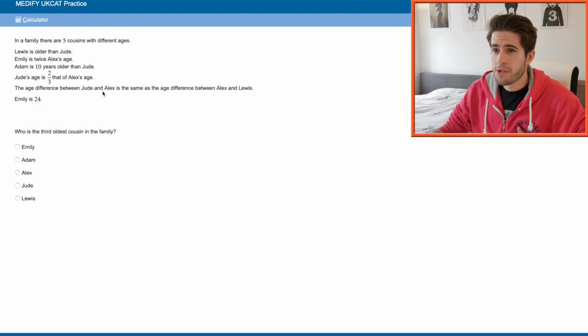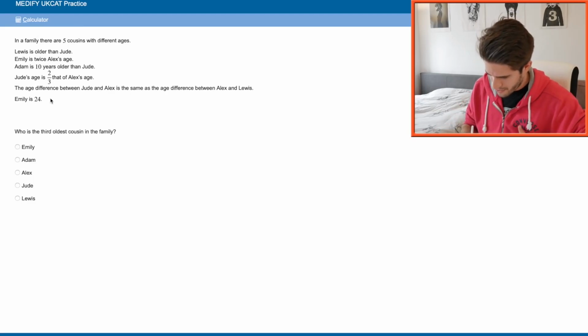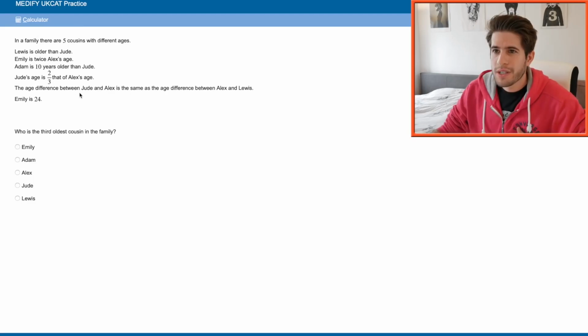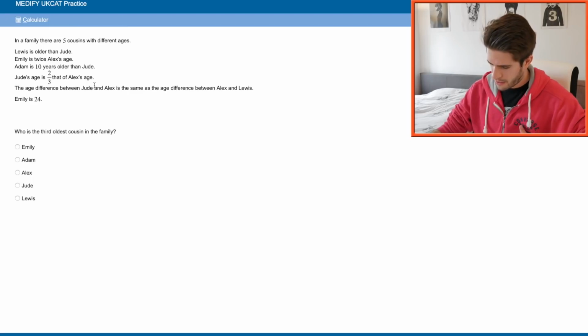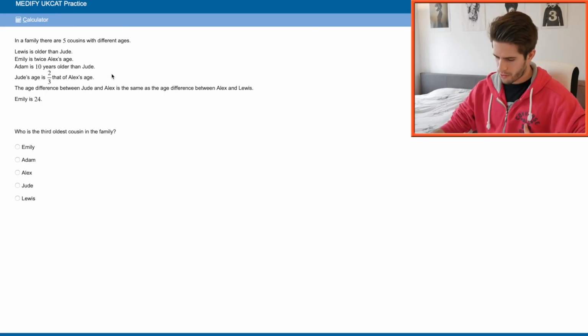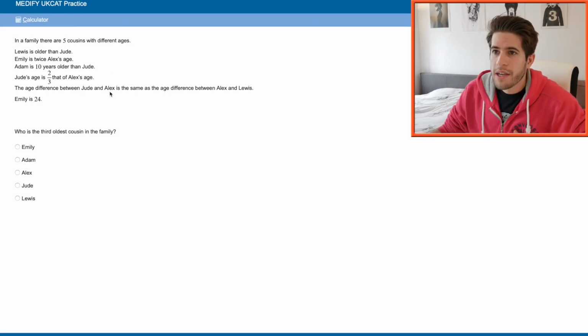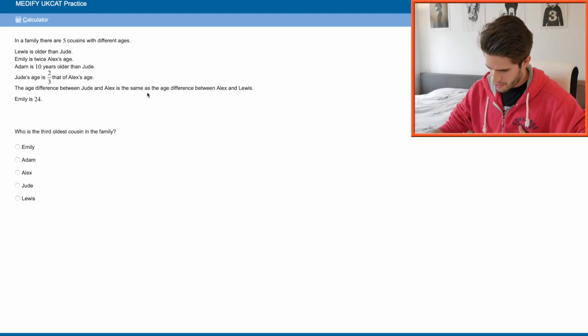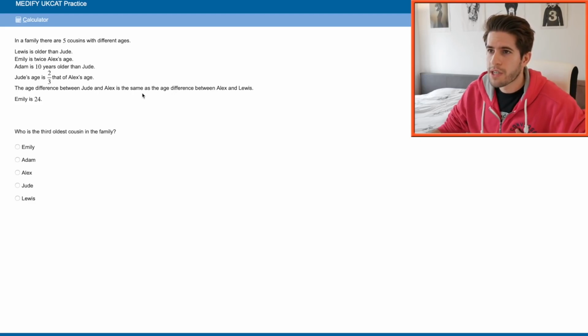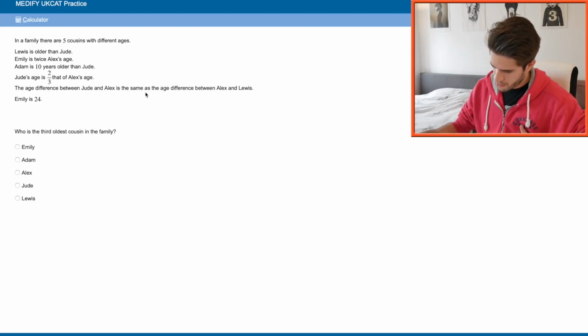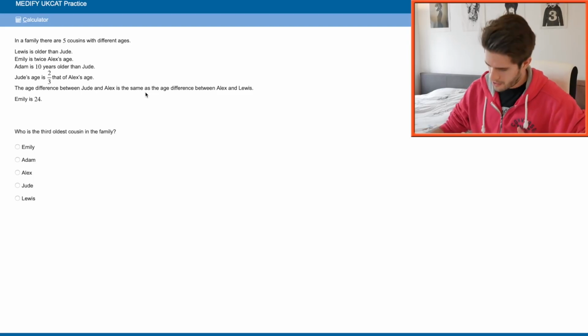The age difference between Jude and Alex is the same as the age difference between Alex and Lewis. And Emily is 24. Emily is twice Alex's age, so Alex is 12. Jude is 2/3 of Alex, and I know that Alex is 12, so Jude must be 8. And Adam is 10 years older than Jude, so Adam is 18. The age difference between Jude and Alex, which is 4, is the same as the age difference between Alex and Lewis. So Lewis must be 16.